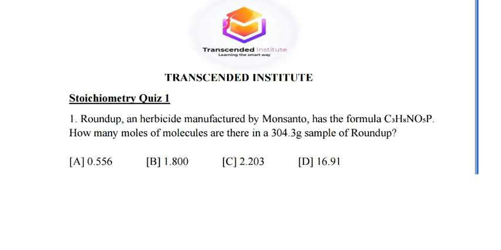So number one, Roundup, an herbicide manufactured by Monsanto, has the formula C3H8NO5P. That's the formula of this herbicide, Roundup. Now we are asked specifically to determine the number of moles of molecules that are there in the 304.3 gram sample of Roundup. So identify the data given in the question. This is mass. They want us to find the number of moles.